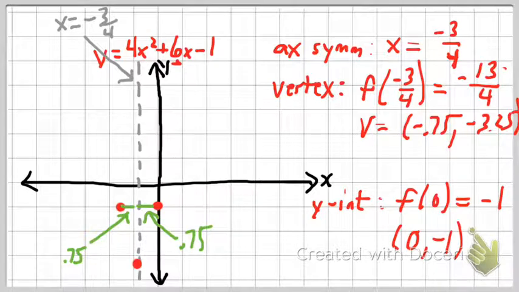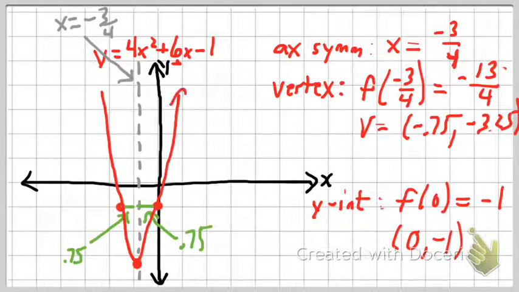Then draw your parabola through those key points that you made. There is a graph of your parabola. Put my arrows again. Done, right?